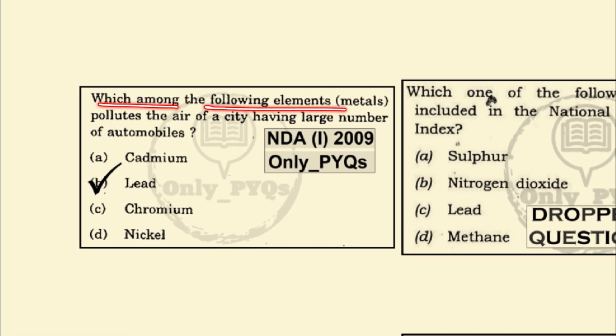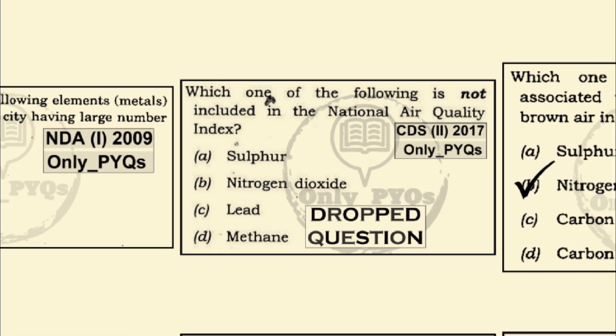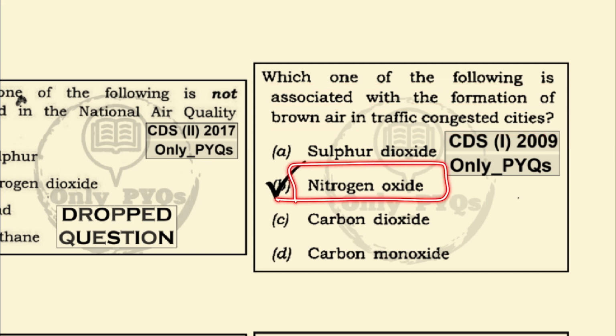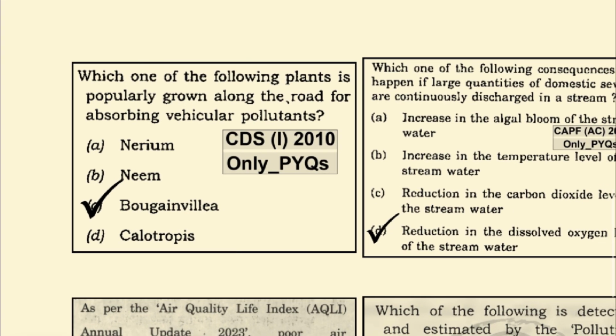Which one of the following elements, that is the metal, pollutes the air of a city having a large number of automobiles? It is the lead. Which one of the following is associated with the formation of brown air in traffic congested cities? It is the nitrogen oxide. Which one of the following plants is popularly grown along the road for absorbing vehicular pollutants? It's the bougainvillea.